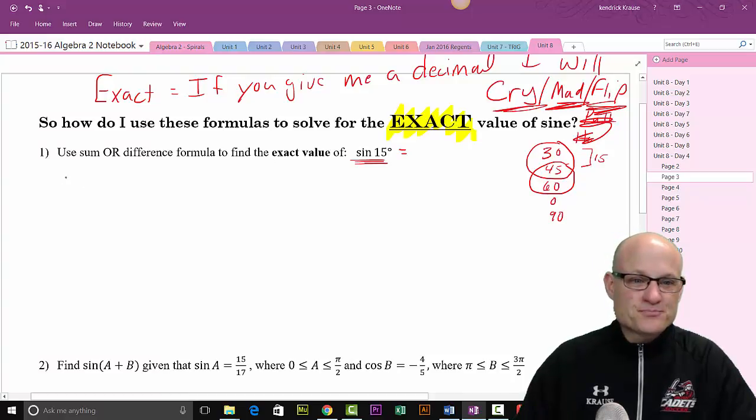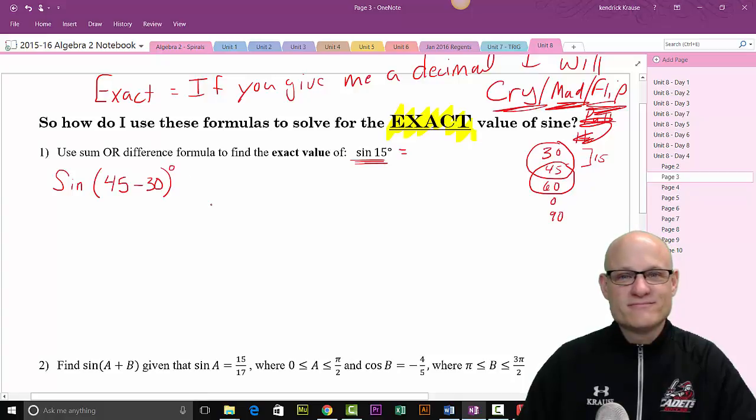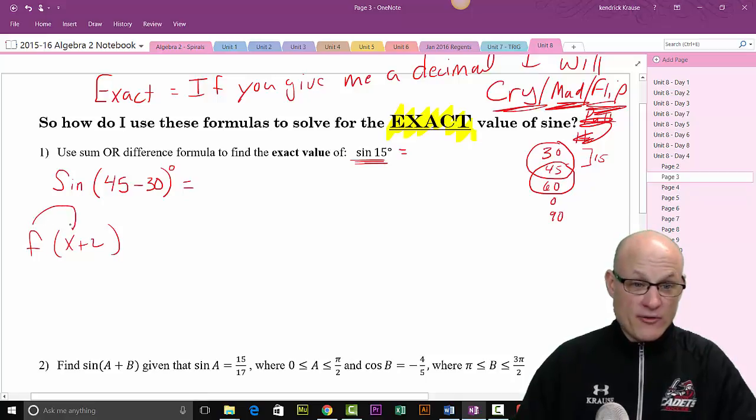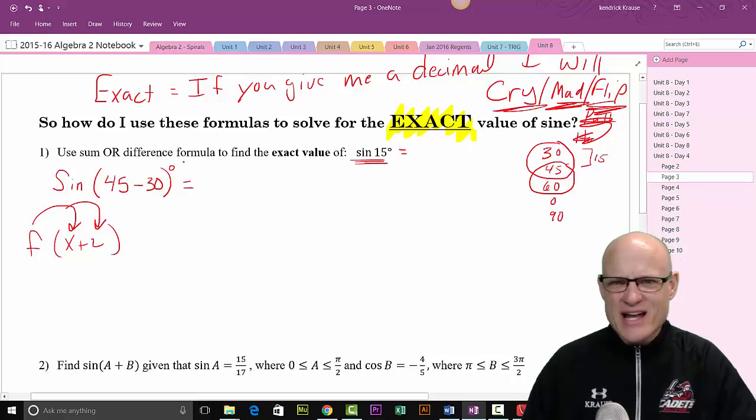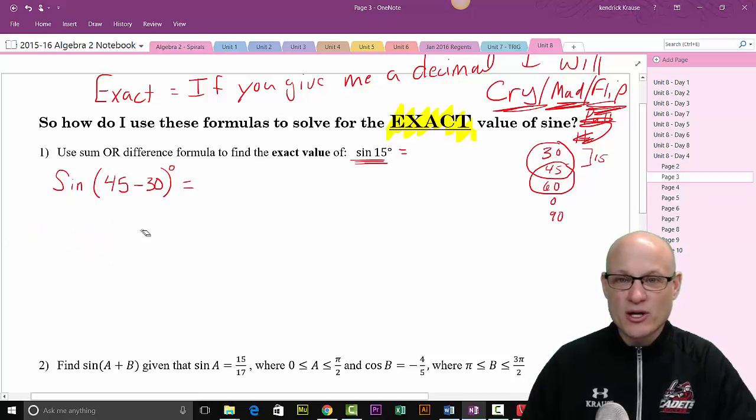So let me rewrite this. Sine of, I'm going to make 15 by doing 45 minus 30 degrees. Well, I like 45, and I like 30. So that's not bad. Except what do I do now? This is not distributing, kids. You can't do this. It's like if you have f of x plus 2 and you say, oh, that's f of x plus f of 2. No, it's not. Not even close. You plug x plus 2 in.